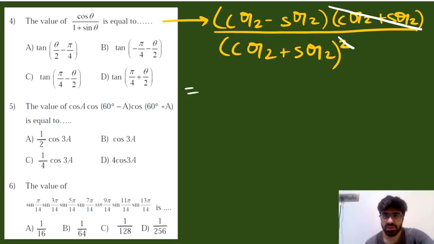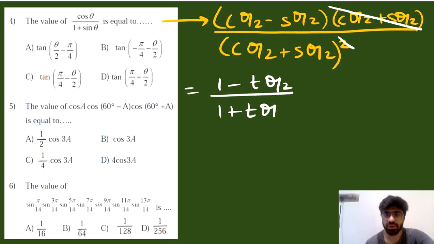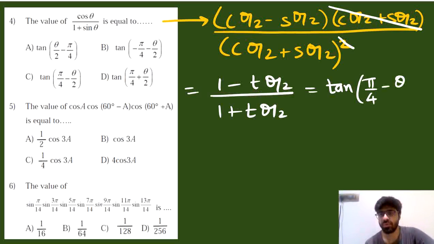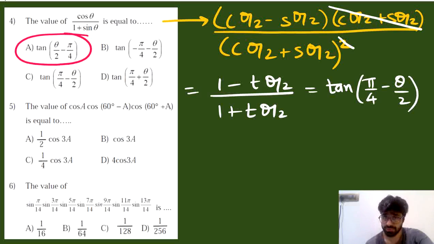So that will give us (1 minus sin theta by 2) upon cos theta by 2, which becomes tan theta by 2 divided by 1 plus tan theta by 2. And this is the expansion of tan pi by 4. The numerator contains a minus, right? So tan of (pi by 4 minus theta by 2). And that's giving us option A as the right answer.